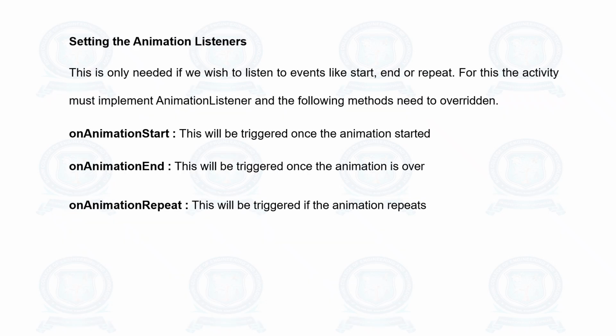Setting the animation listeners. This is only needed if we wish to listen to events like start, end, and repeat. For this, the activity must implement an animation listener, and the following methods need to be overridden: onAnimationStart, onAnimationEnd, and onAnimationRepeat.